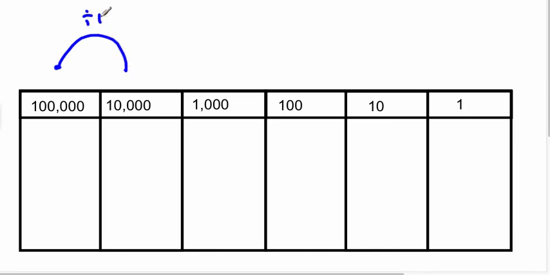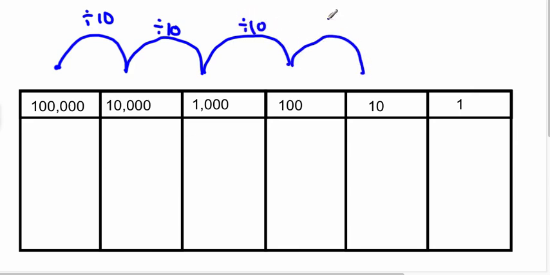Well, 100,000 divided by 10 is 10,000. 10,000 divided by 10 is 1,000. What's 1,000 divided by 10? 100. And what's 100 divided by 10? 10. And what is 10 divided by 10? 1.